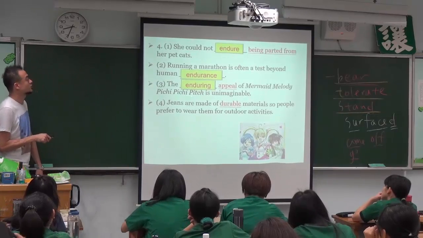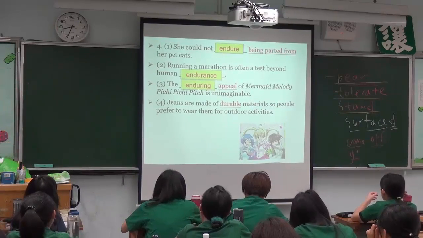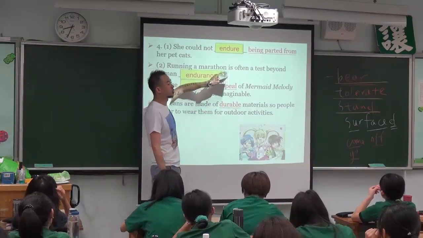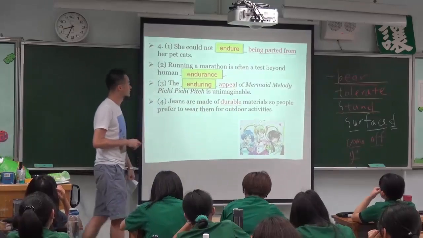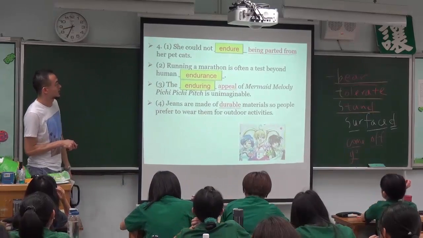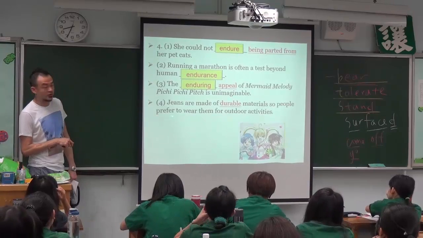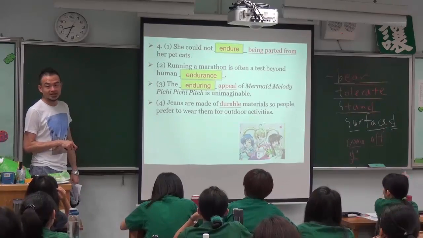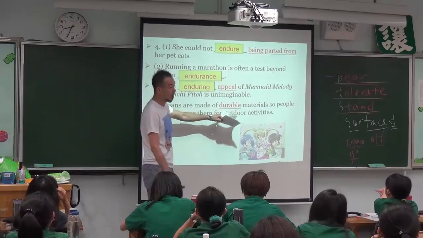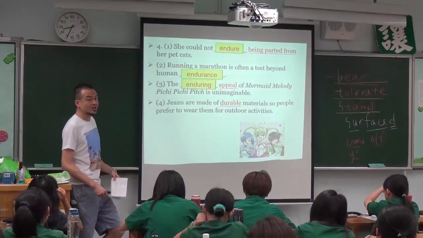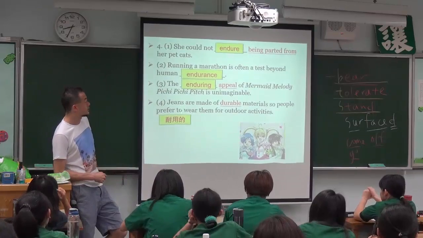Anyway, but here could you please read the keyword once again. Enduring. Yeah, thank you. So here the word enduring is totally different from endurance and endure. 最后一个这句话可以念一下吗？Jeans are made of durable materials, so people prefer to wear them for outdoor activities. So when you say something that's durable, 通常会翻成耐用的 durable.